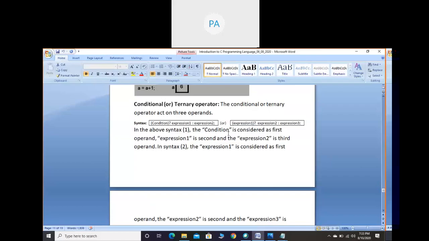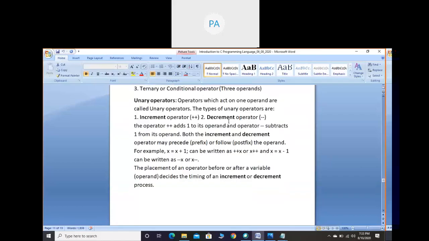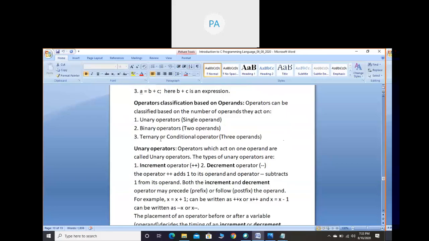Okay, we will move to the next type of operator, that is the ternary or conditional operator, where it uses three operands. In case of a unary operator, it uses a single operand. In case of binary, it uses two operands. In case of a ternary or conditional operator, it uses three operands.